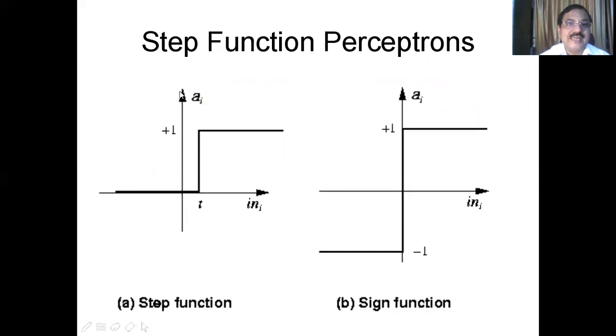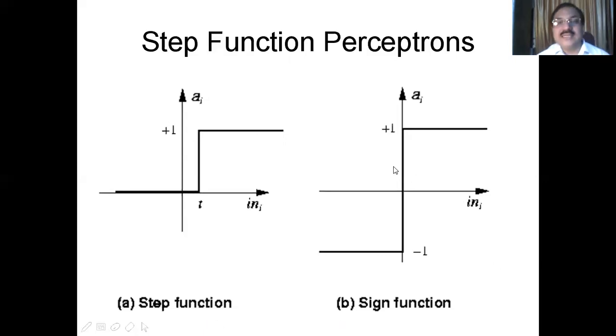So Ai is on the y-axis, and here it is the x-axis, that is the input function. So up to that level, the output value is 0, and from this point, the output increases and will achieve its maximum value. So for the input less than a particular value, the output is 0, and for the input greater than this, the output is 1. So this one is something like a step function, that is 0 and 1.